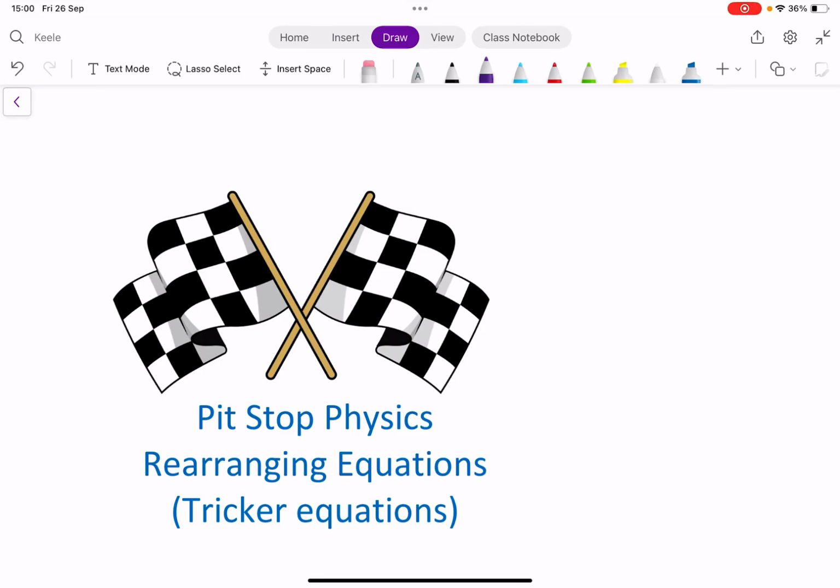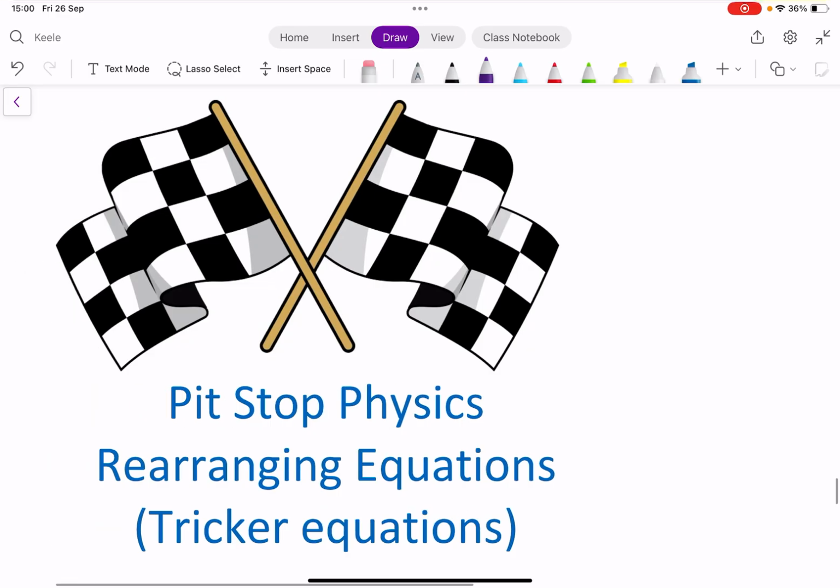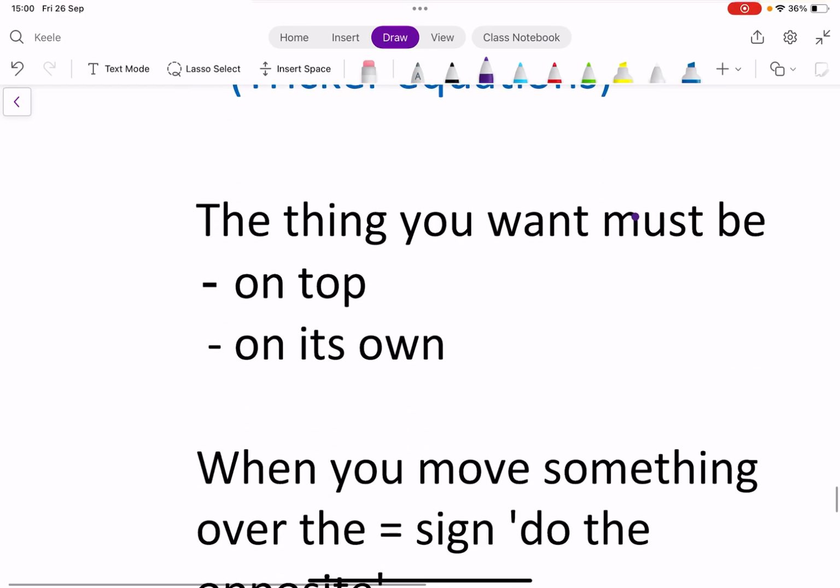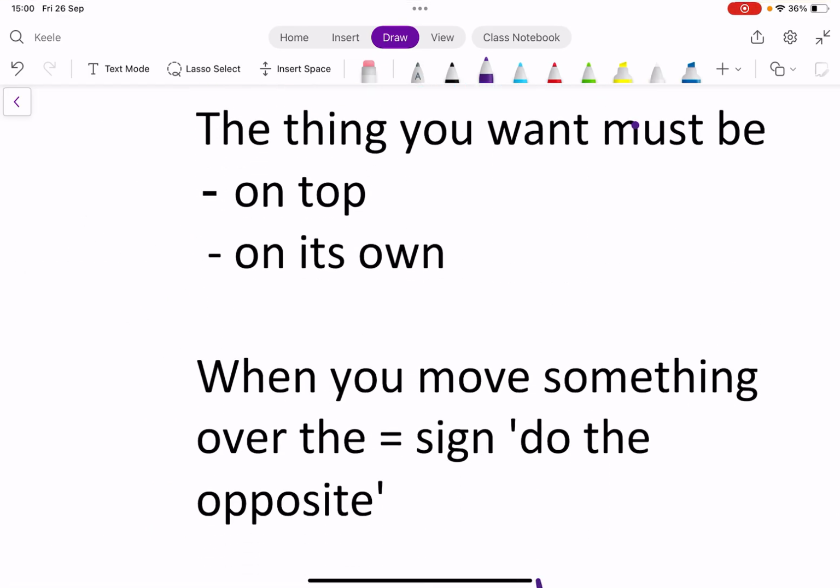Right, now we're going to look at doing all of the trickier equations that you're likely to come across. So this is where the formula triangles will let you down. In actual fact, we can do a bit of simple algebra and we can follow the same two rules we've already met. So when you're rearranging for something, remember, the thing you want to find has to be on top and on its own.